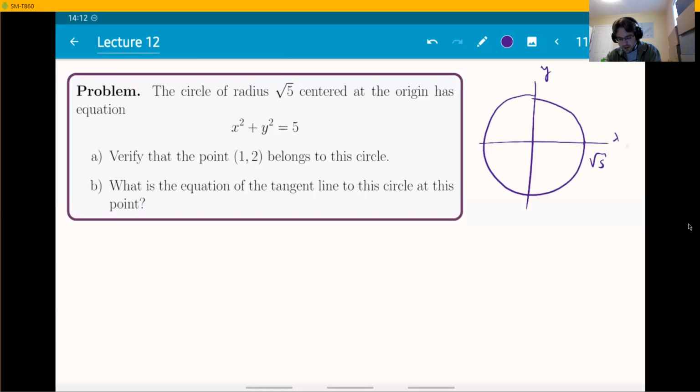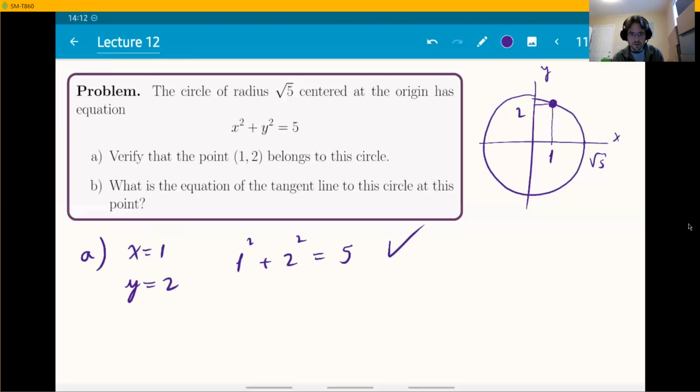Item A is saying verify that the point (1, 2) belongs to the circle. How do we know it belongs to the circle? That's very easy. Given the equation of the circle, the points on the circle are the ones that satisfy that equation. And that's true for the point (1, 2). If you're talking about the point (1, 2), x coordinate 1, y coordinate 2, you can check it is true that those two numbers 1 and 2 satisfy this equation. Right, so the point is on the circle.